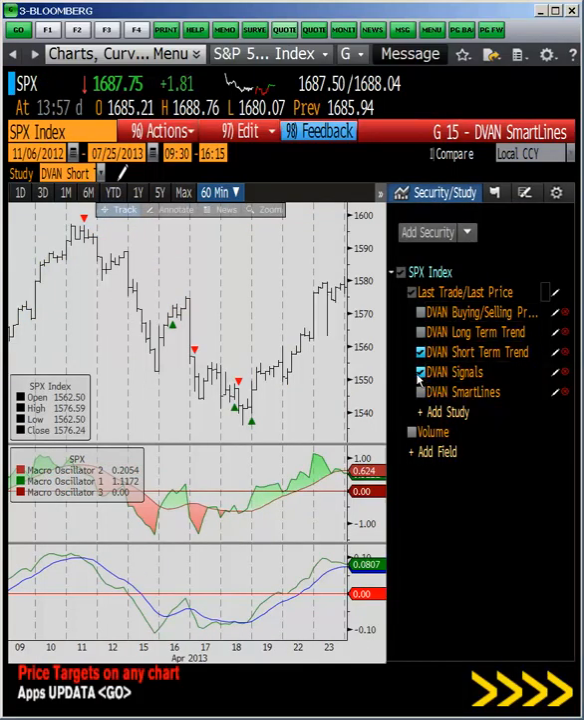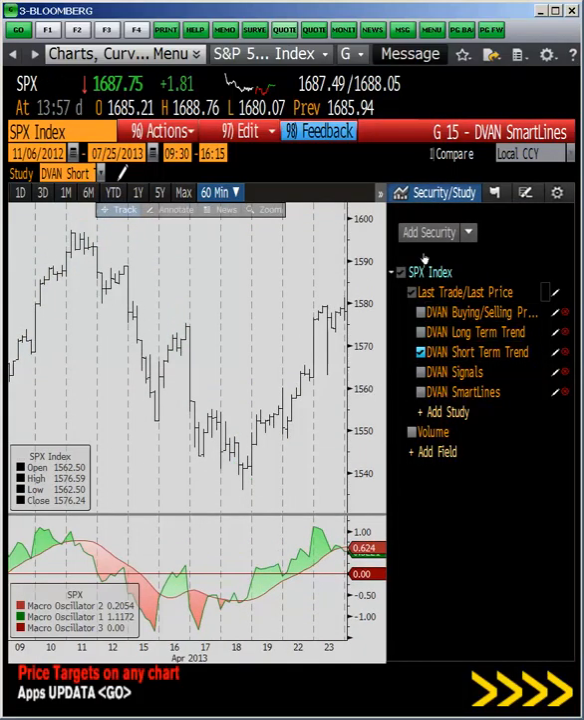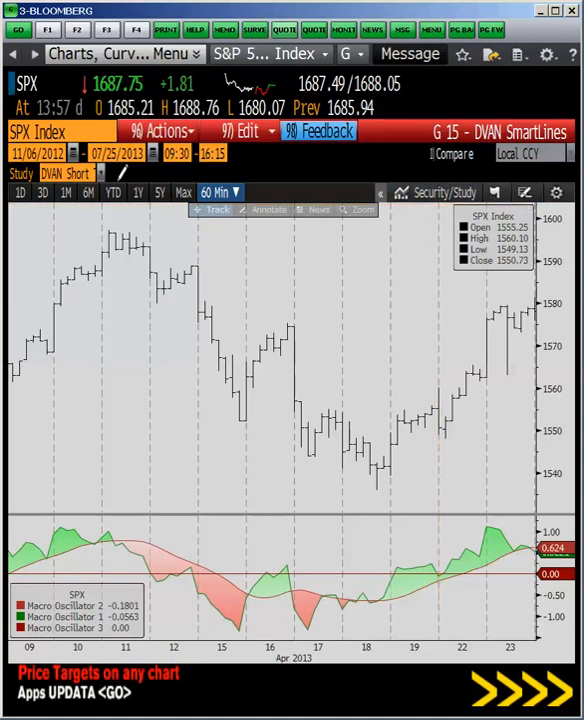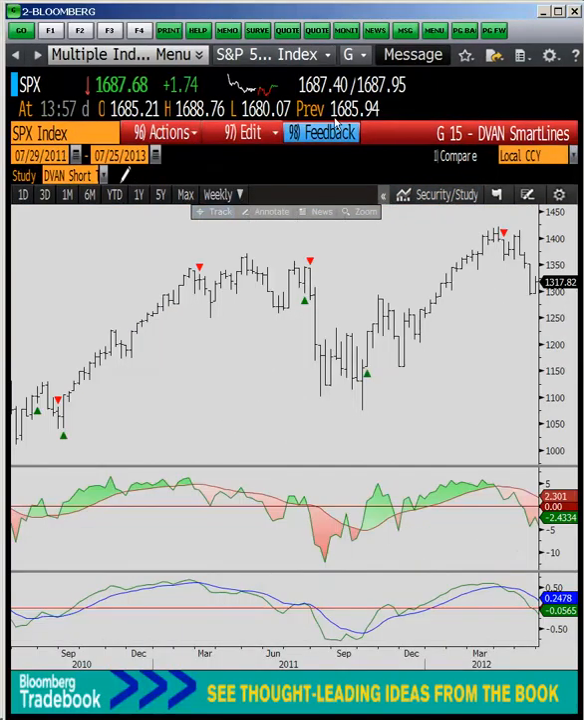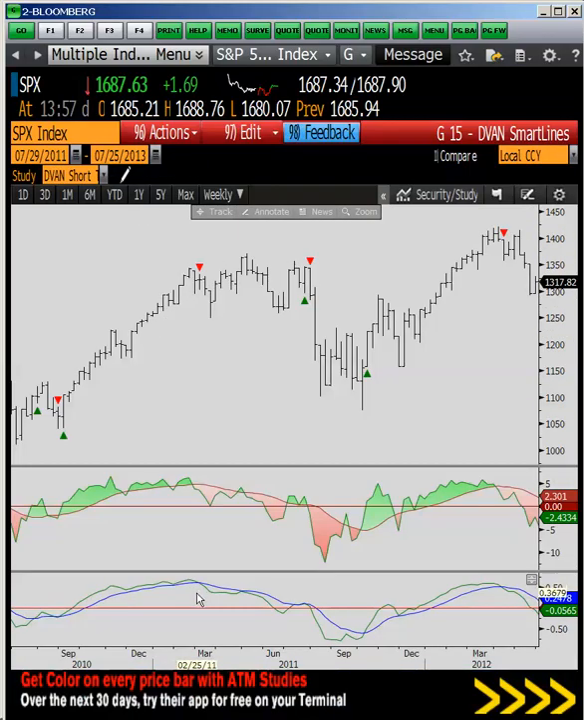So we'll take that off. I'm going to show you one more thing about this. I'm going to bring in another chart here into the window. Just because this is short-term trend cycles, you can actually use this on a weekly. This is the SPX weekly, and this is also overlaid with trigger signals, DVAN signals. And here are the buy signals and sell signals in a larger aspect.